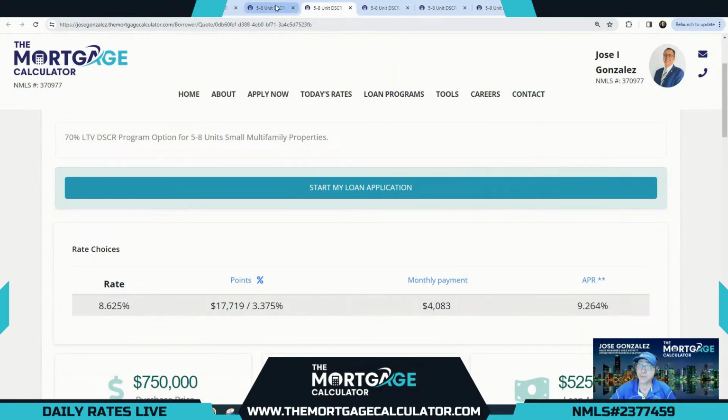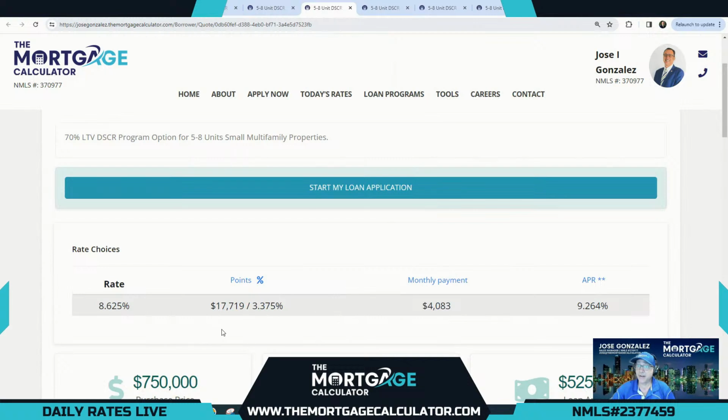3.375 points. However, like I was mentioning, if we were to accept a higher rate, if the borrower were to say, no, Jose, I don't want to pay to buy down the rate, I'm getting an amazing cash flow on that property, I would rather save the $17,719 that it is going to cost me to buy the rate down to 8.625. What is the rate at which I don't have to pay a loan discount? And it is 9.75.